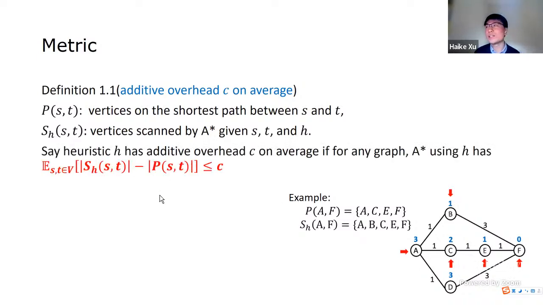We say that heuristic h has additive overhead C on average if, for a randomly chosen pair of vertices, A* scans at most C additional vertices than the minimum possible number of vertices. Note that our metric only takes into account the size of this set S, but not the time spent by the whole algorithm, and it can be seen as a property of the heuristic function and the graph.